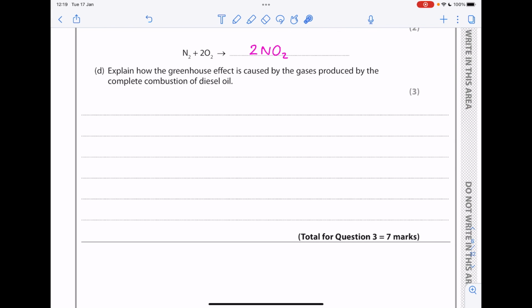Explain how the greenhouse effect is caused by the gases produced by the complete combustion of diesel oil. So complete combustion means that you have a plentiful supply of oxygen, meaning that carbon dioxide and water are produced as byproducts. And these are greenhouse gases because they absorb heat radiated from the earth and re-radiate it back into the atmosphere, causing that warming effect, global warming.